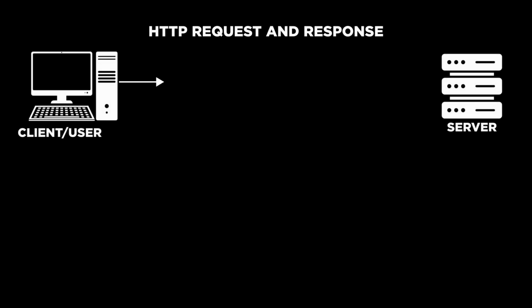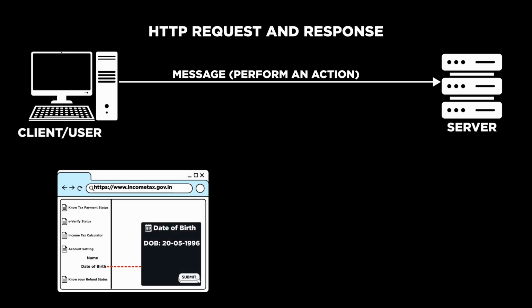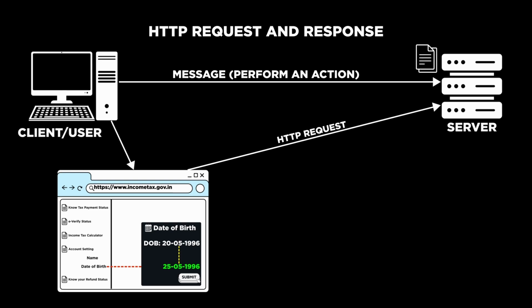HTTP request is a message sent by the client to the server to perform an action. For example, let's say you want to update your date of birth on an income tax filing portal. You visit the site, update your date of birth, and click the submit button. After submitting the new date of birth, an HTTP request is sent to the server where the data is stored.